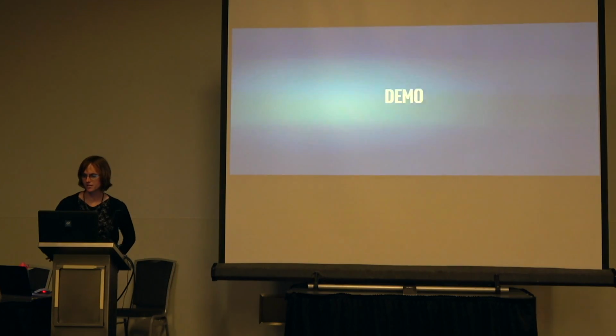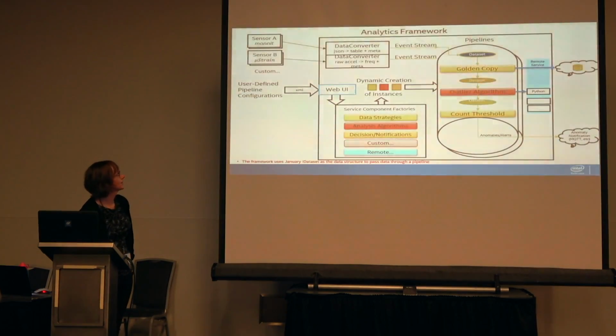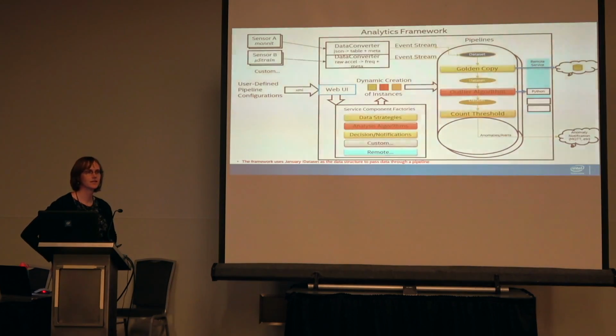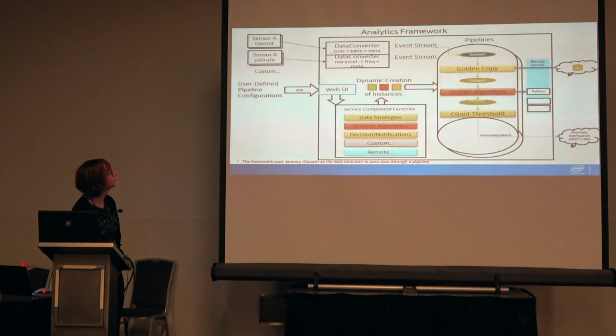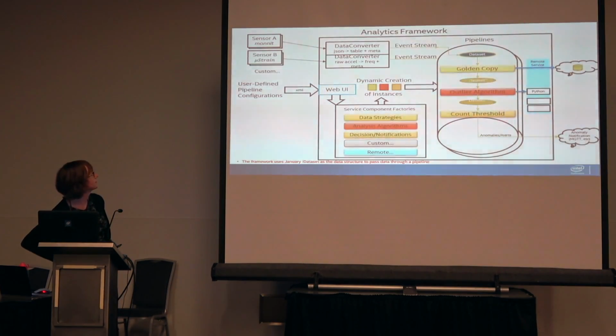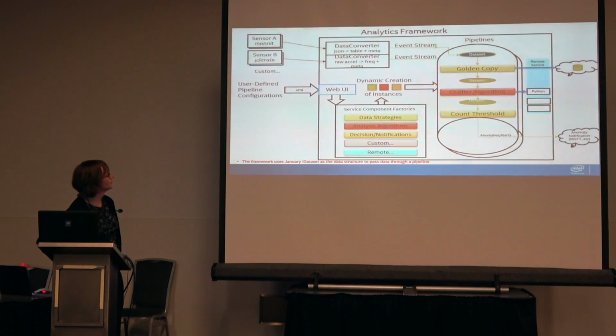So as Jay had mentioned, this is what the pipeline looks like for the two examples that I'm going to show you. Going from left to right, the first thing we have is a user-defined pipeline configuration. The pipeline itself is just configured using XML that gets inputted into the Kura web UI. That XML describes to the service component factories how to place the different components into the container.